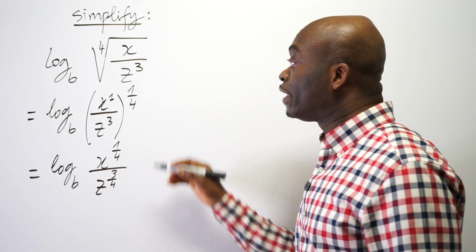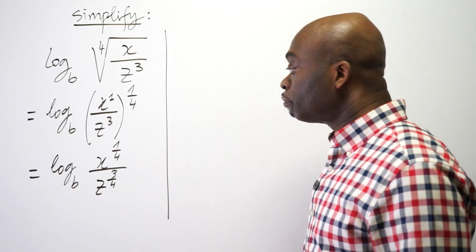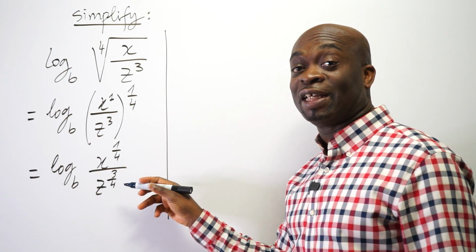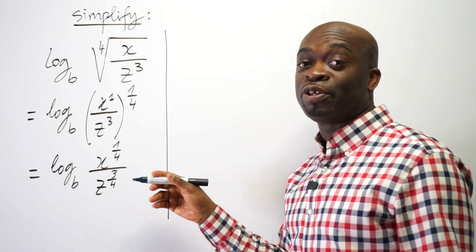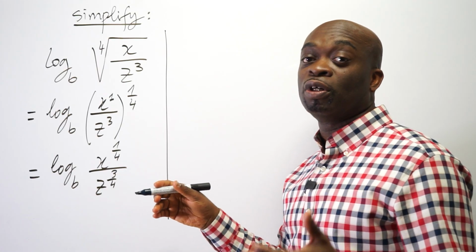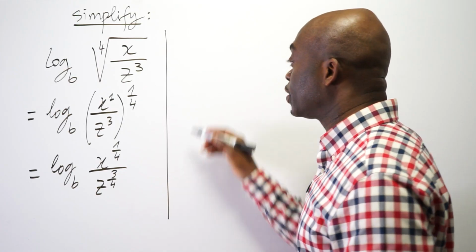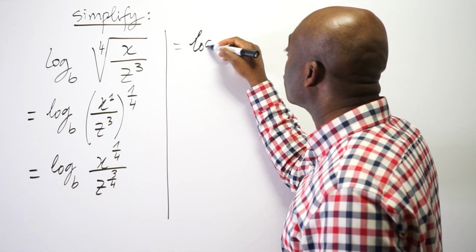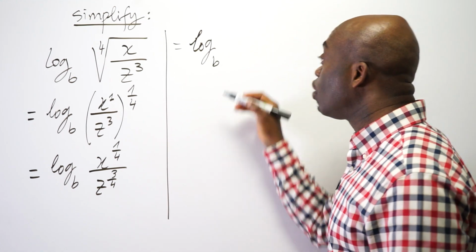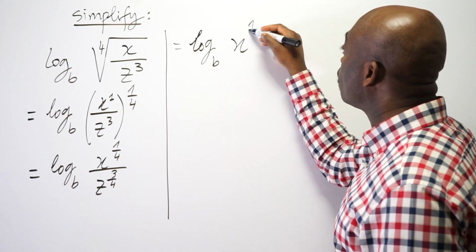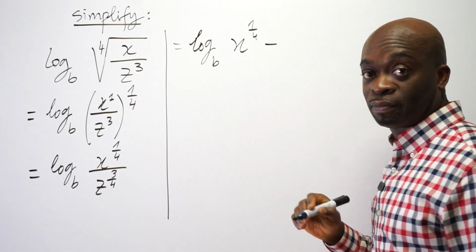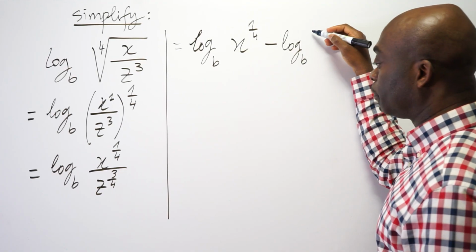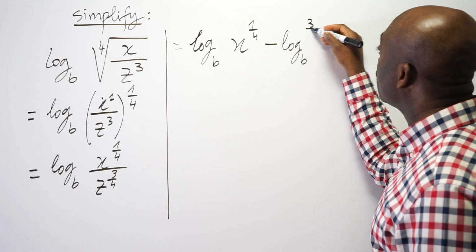But knowing this, what can we do after? Now we have a rational expression that we're dealing with. So we can rewrite it by using the quotient rule for logarithmic functions. So that gives us log base b of x to the power 1 over 4, minus log base b of z to the power 3 over 4.